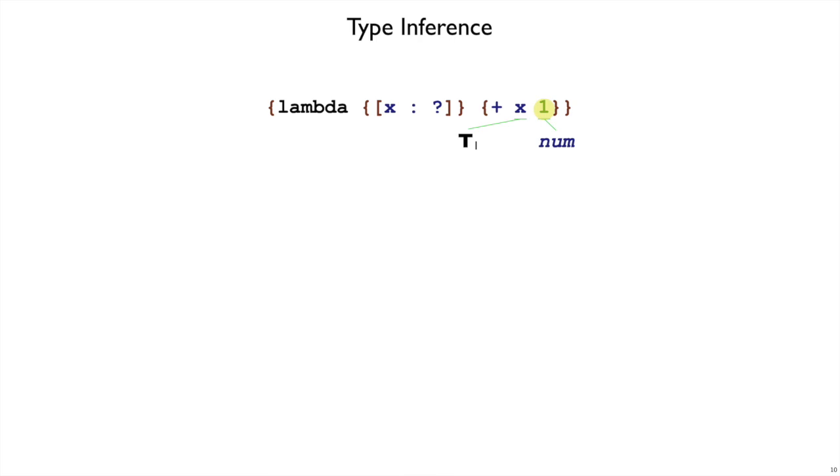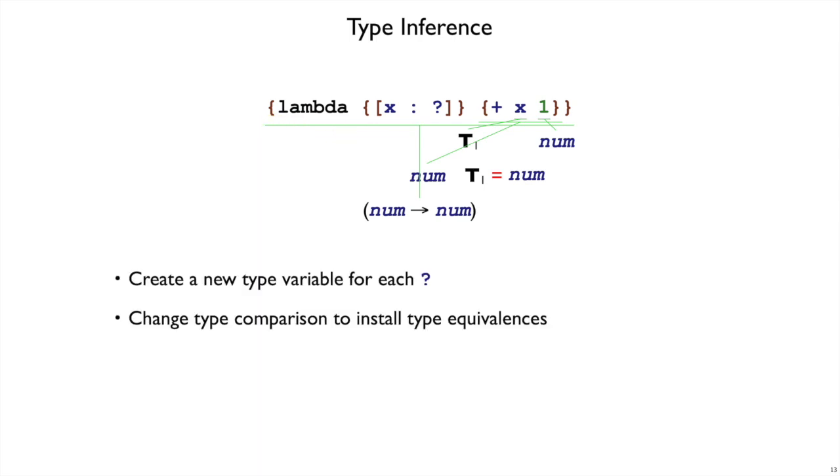Continuing on, 1 clearly has type num, and then this plus wants both of its sub-expressions to have type num so that it can be overall type num. And so in the process of making that happen, it'll have to decide t1 must stand for num. And that way, this function overall, if num goes in place of the question mark, which is what we decided for t1, then overall the function has type num arrow num.